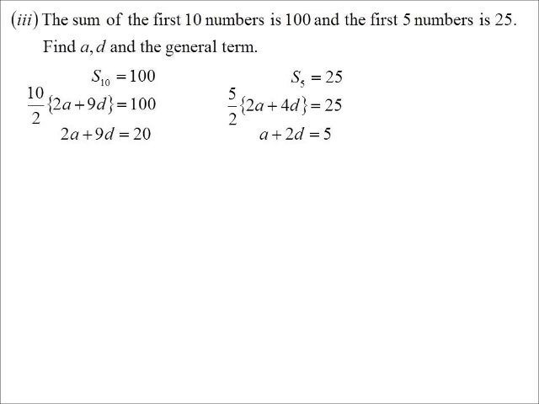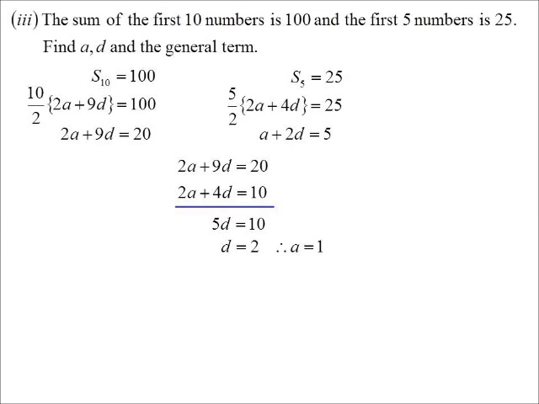I've got 2 equations, 2 pronumerals, must be possible to solve them simultaneously. So let's do that. I'll change the second one. I'll multiply everything by 2 and I'll get 2a plus 4d is 10. Now we can eliminate the a's. 5d is 10. So our common difference is 2. Subbing back in, we get then that the first term is 1.